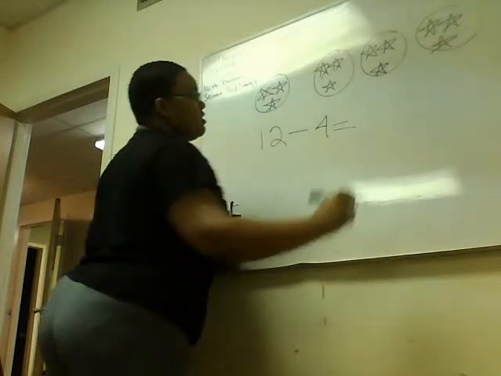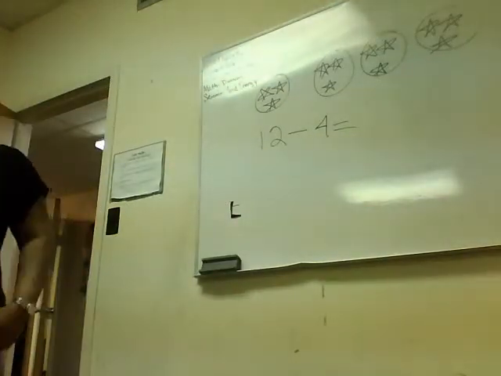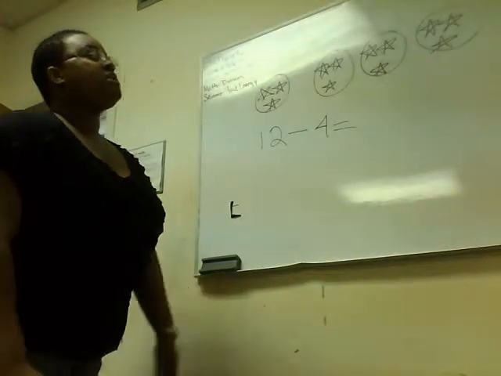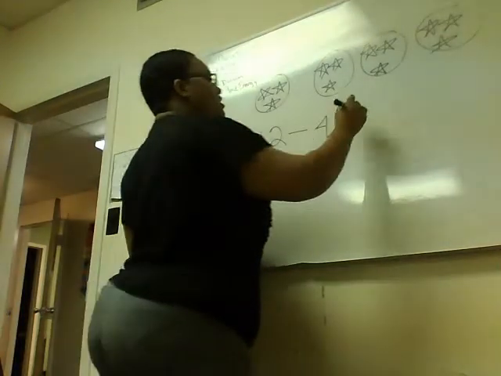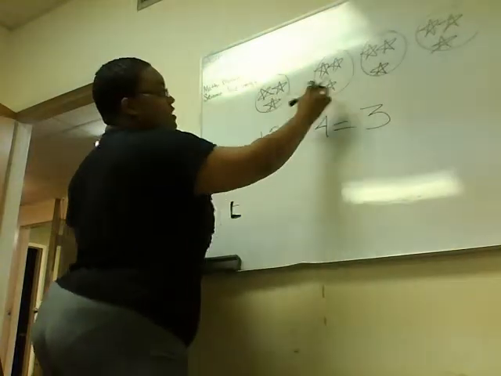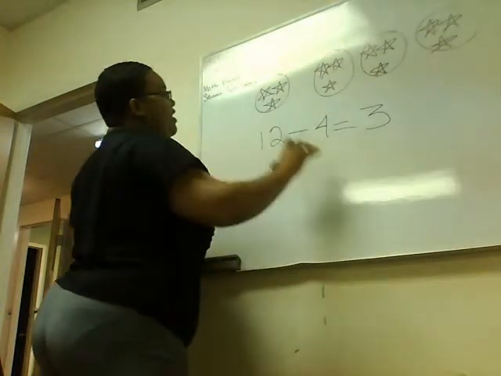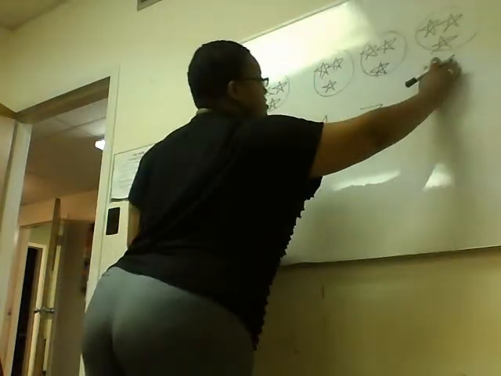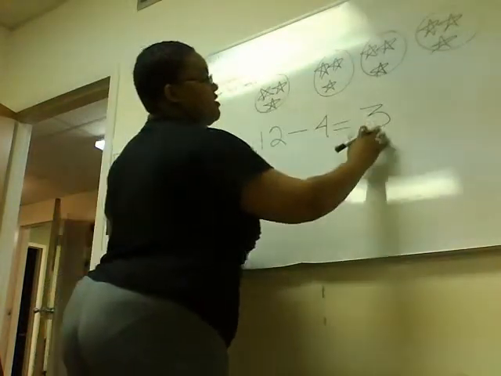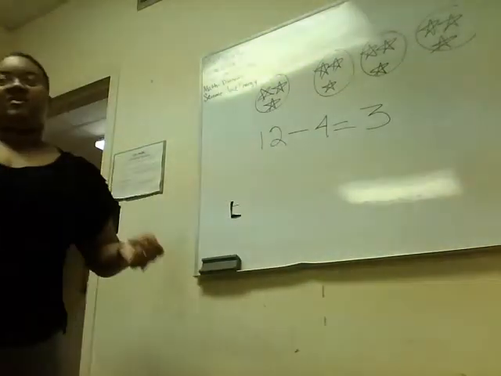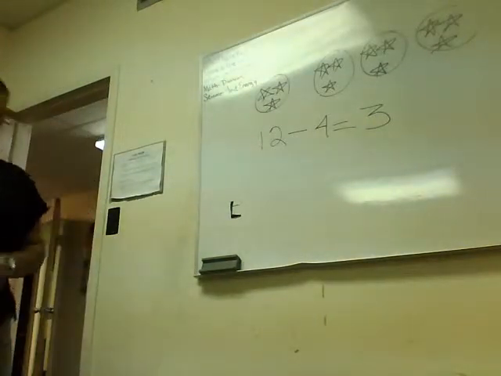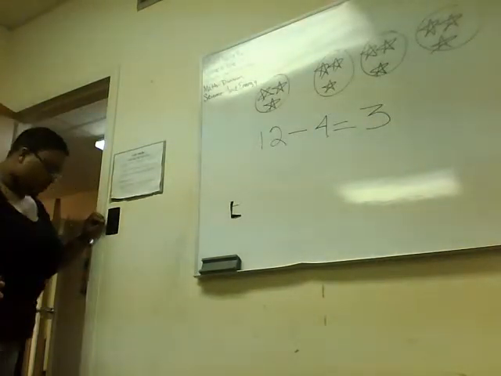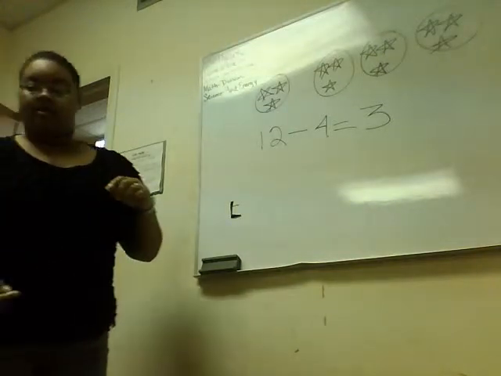Which equals how many? How many in each circle? 3. We have 12 stars, right? Yes, ma'am. And we have 4 groups of stars, which means that there are 3 stars in each group. So 12 divided by 4 is 3. Does everyone understand this? Yes, ma'am. Are there any questions? No, ma'am. Okay, let's move on, please.